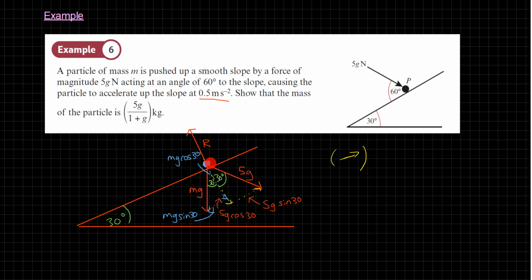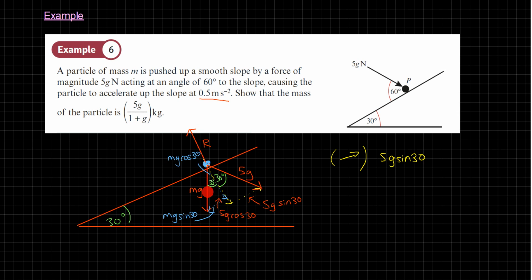So then what about the 5G? It's got two components. This component here is irrelevant because it's perpendicular to the slope. And we've got this one here, which is going upwards by 5G sine 30. So let's make a note of that one. We've got 5G sine 30 going up.